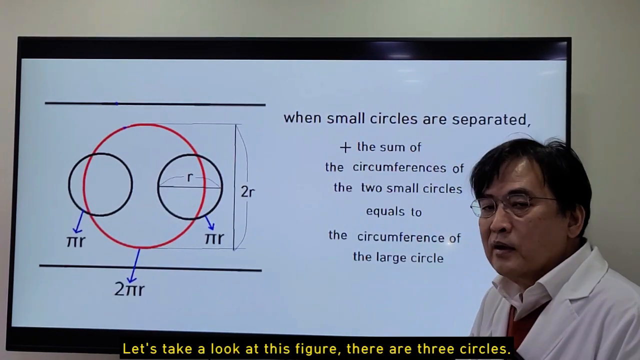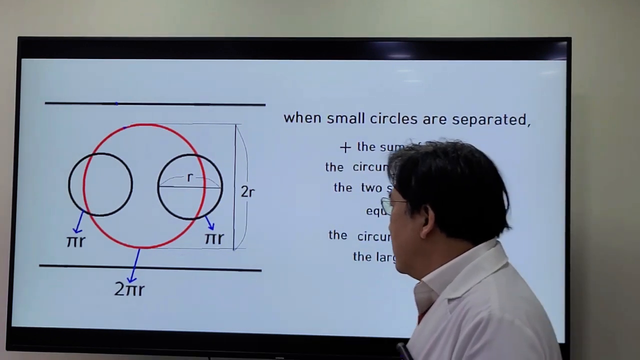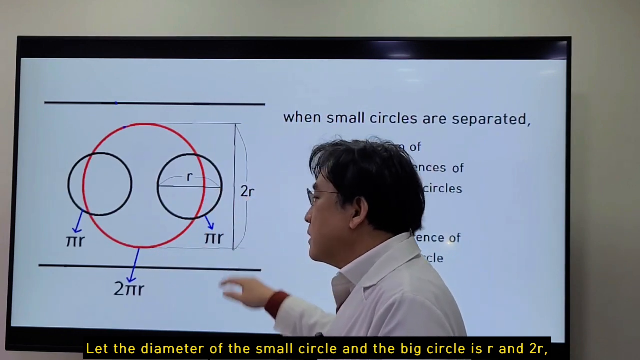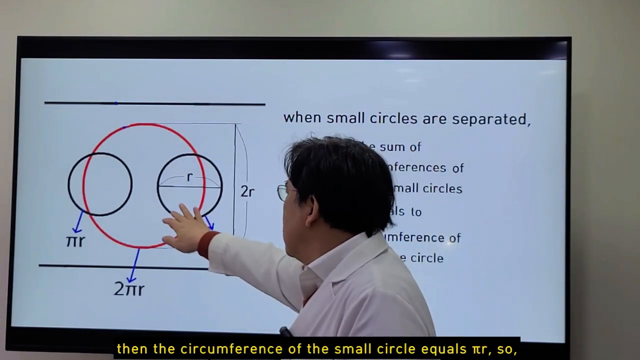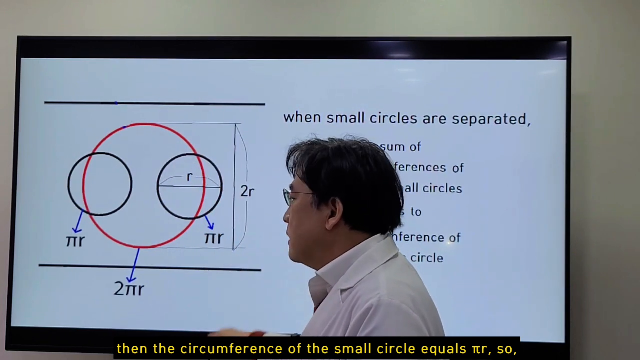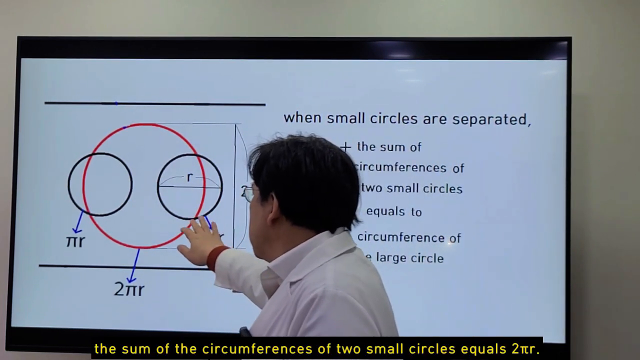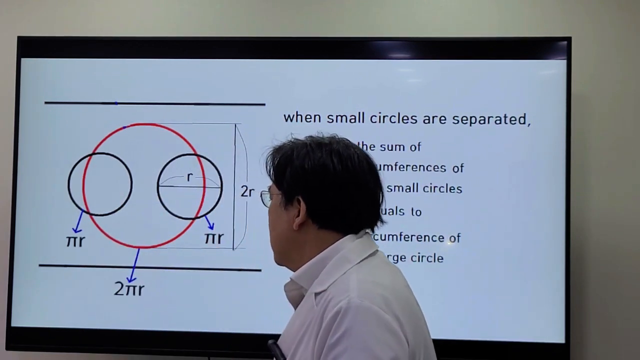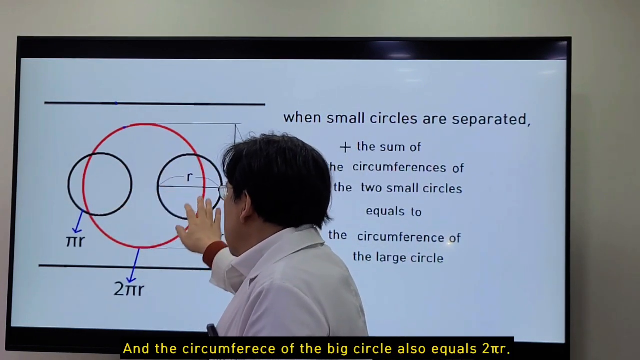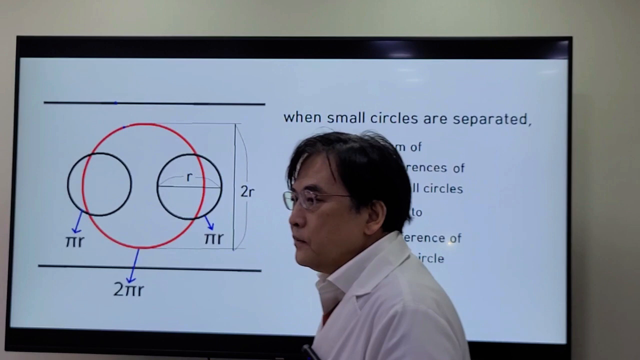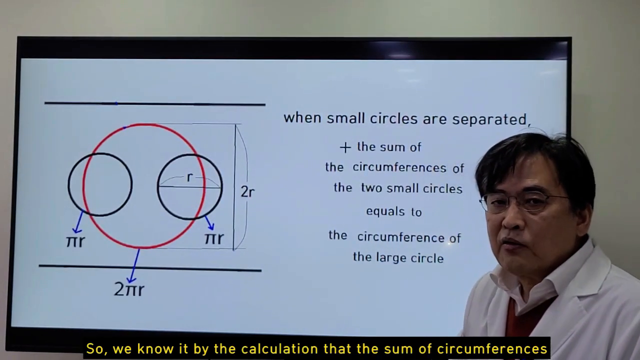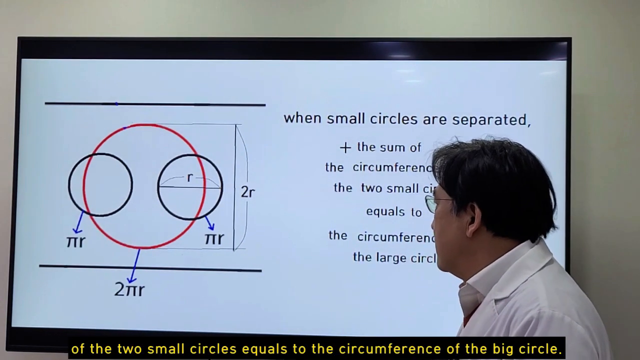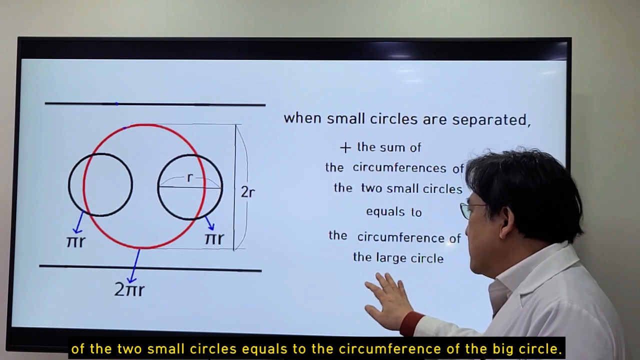Let's take a look at this figure. There are three circles. Let the diameters of the small circle and the big circle be r and 2r. Then the circumference of a small circle equals pi r, so the sum of the circumferences of two small circles equals 2 pi r. And the circumference of the big circle also equals 2 pi r. So we know by the calculation that the sum of the circumferences of two small circles equals the circumference of the big circle.